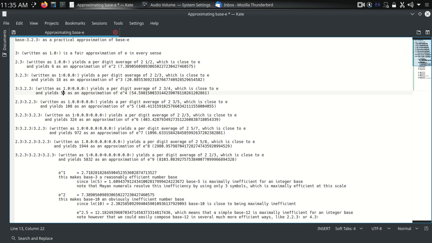That yields, at this scale, 54 as our approximation of e to the fourth, which is amazingly close, because e to the fourth is actually like 54.6. It's really, really close. One thing that's going to happen is we're always going to be under.